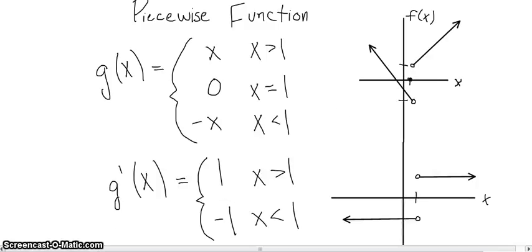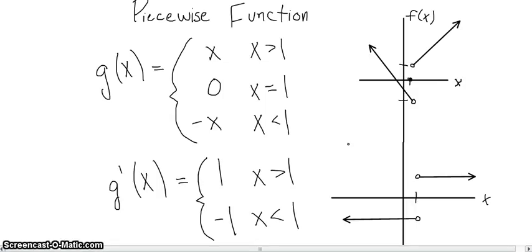Another time that a function cannot be differentiable is a piecewise function. So an example of a piecewise function that is not differentiable is g of x. For g of x, it's x when x is greater than 1, and that's right here, 0 when x equals 1, and negative x when x is less than 1.